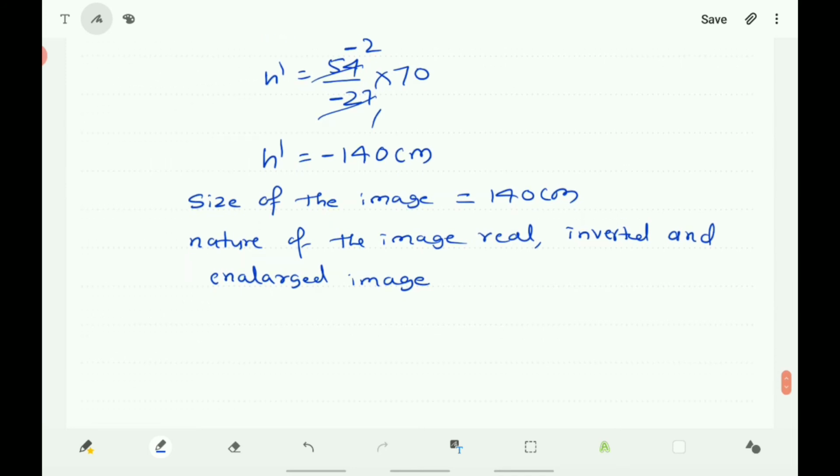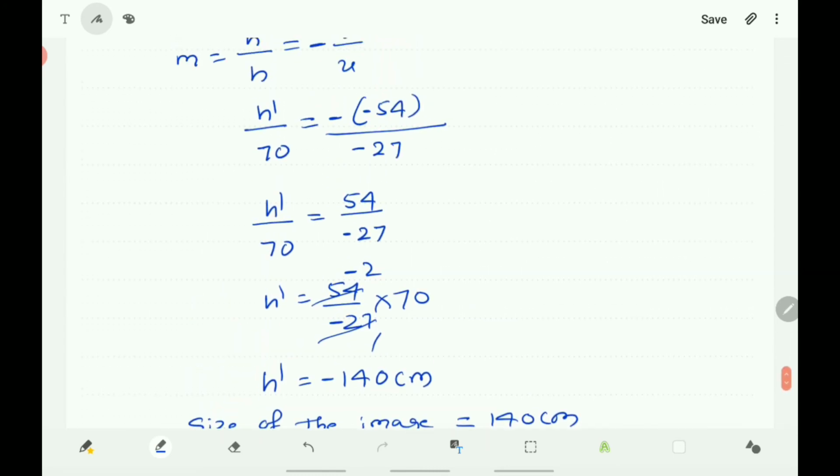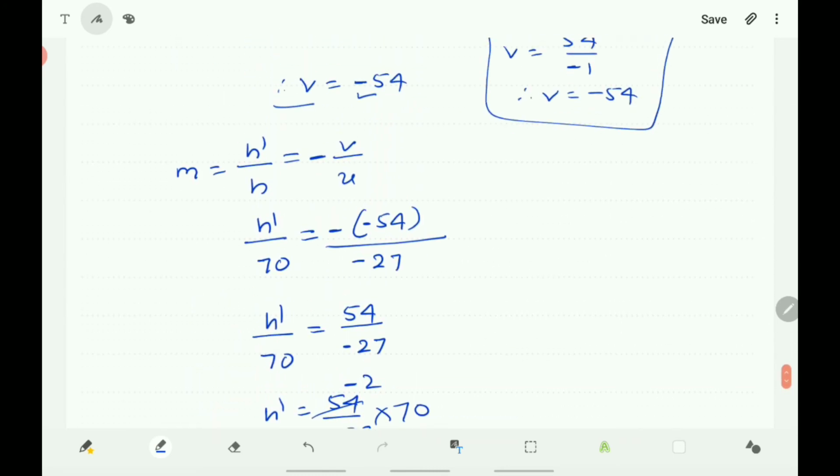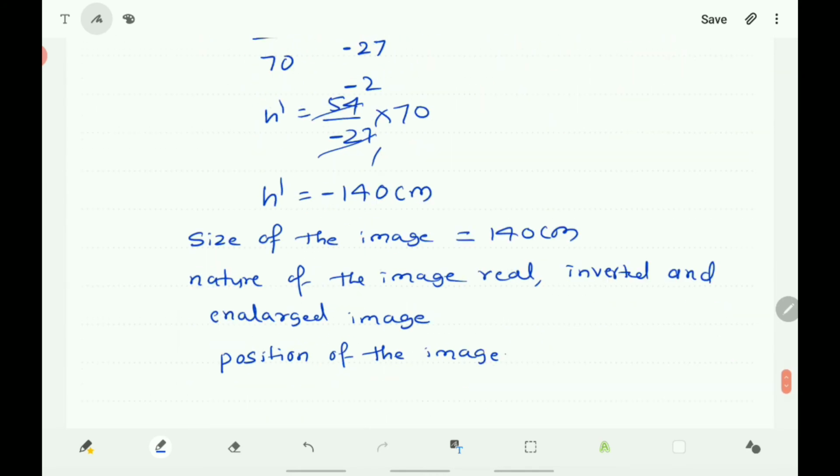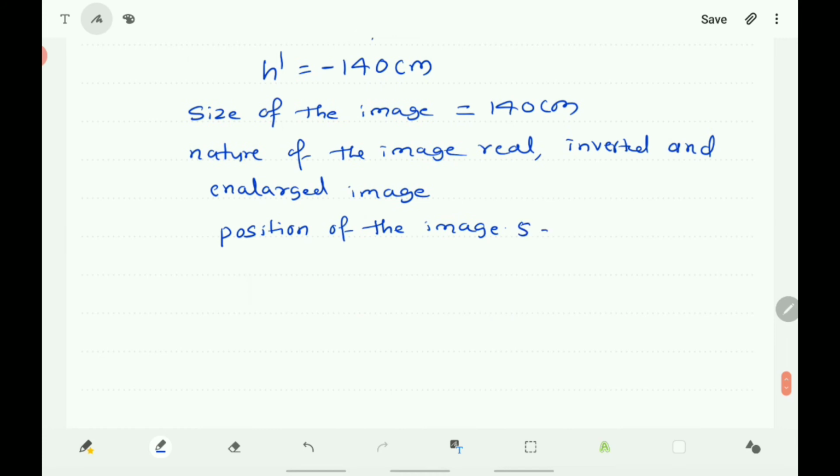Position of the image. You know the image distance, that is minus 54 centimeter. So it is 54 centimeter in front of the mirror.